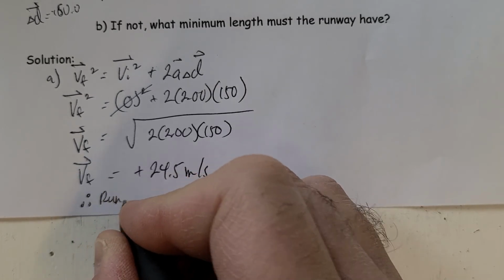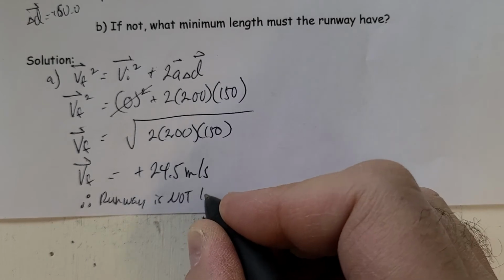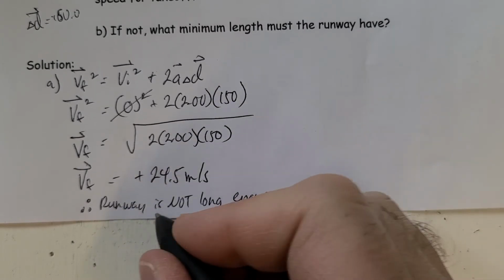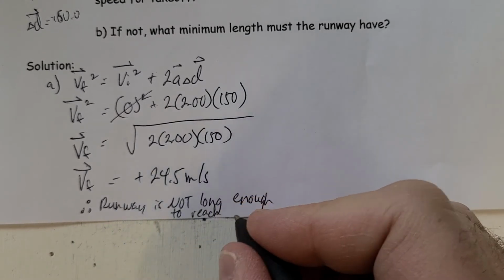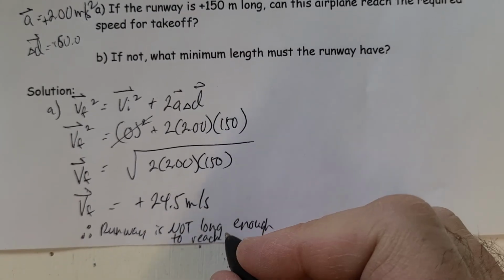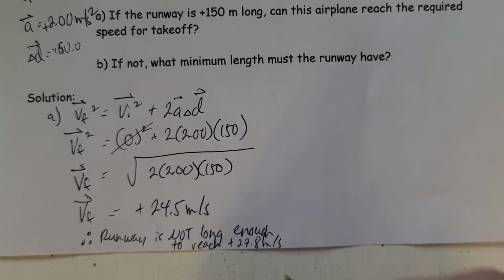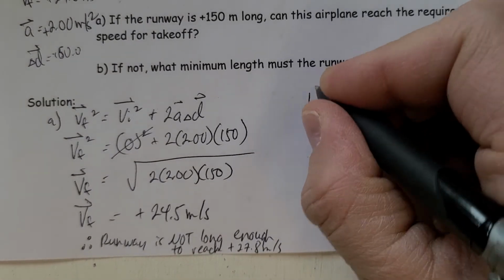Therefore, the runway is not long enough to reach, what did I need? 27.8 meters per second. So it's not quite big enough.